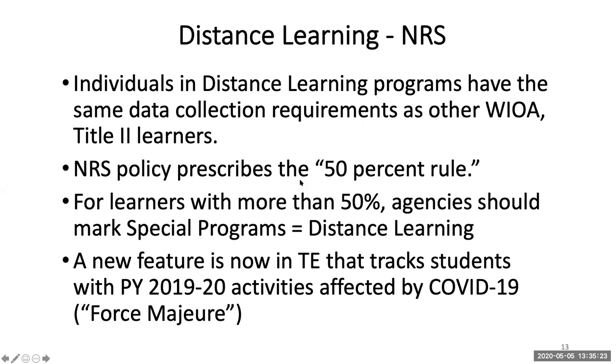So here's more review from part one. Generally speaking, DL learners have had the same requirements as everybody else. Since 2009, we followed the 50% rule, simply meaning more than 50% in a distance environment, mark distance learning. Less than 50% in a distance environment, don't mark distance learning. And then again, there's the new feature that tracks activities affected by COVID-19 called force majeure. Just talked about that. Next slide.